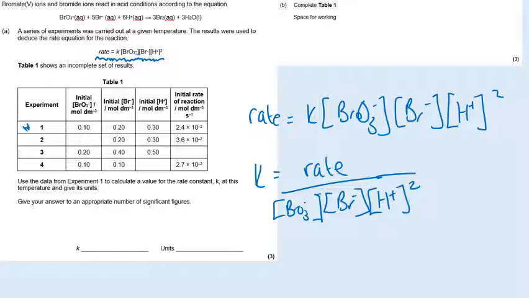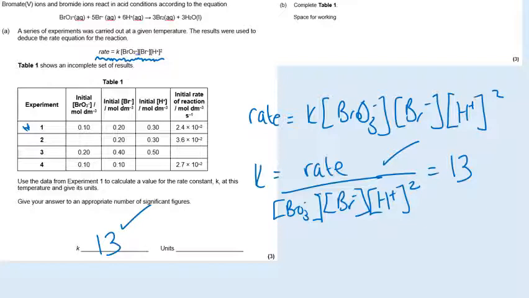Okay, now it says give your answer to the appropriate number of significant figures. Quite often students miss this out. The appropriate number is the minimum number of significant figures used in the question, in which case they're all 2 significant figures anyway. So I must give my answer to 2 significant figures. This comes out to 2 significant figures as 13. So my value for K is 13. That's going to give me 2 marks: 1 mark for the expression, 1 mark for the correct answer. I need my 3rd mark for my units now though.